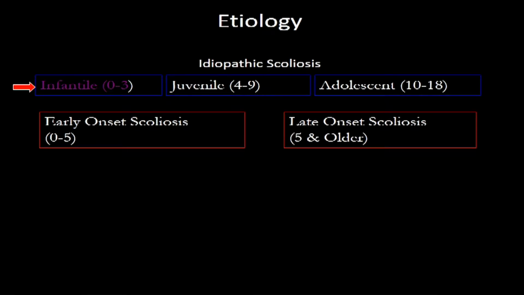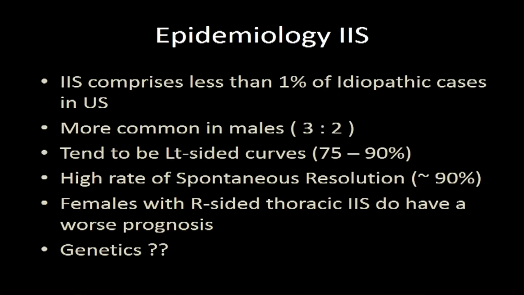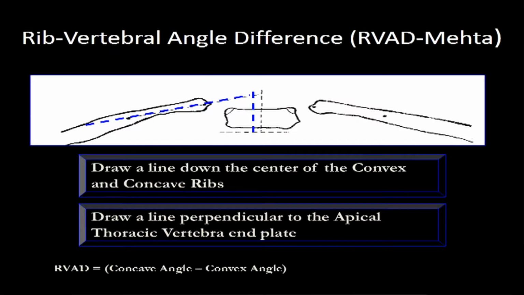And this is the slide we saw earlier on idiopathic, and we'll look at infantile in particular. Infantile comprises less than 1% of all idiopathics. It's a male predominant, left-sided curve, with a very high rate of spontaneous resolution. The genetics are really unknown. And I'm sure you're all familiar with the rib vertebral angle difference, the RVAD. The method of measuring is shown here.